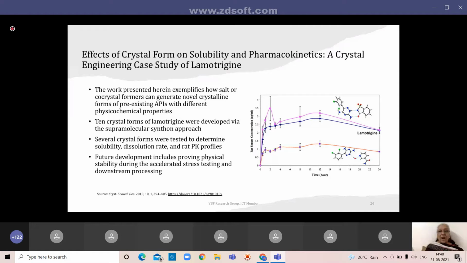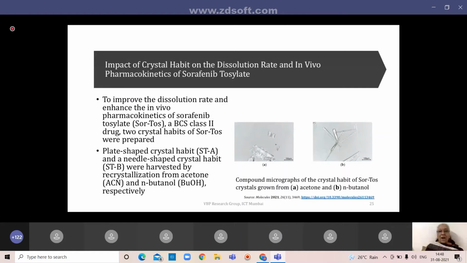People have looked at crystal habit also. Earlier I gave you one study. This is another study where sorafenib tosylate has been used, which we know is a BCS class 2 drug. So you can see there are two different crystal forms. When you are crystallizing it using different solvents, if you are taking it out from acetone, this is what you get. And when you crystallize it from N-butanol, you get an absolutely needle-like habit. This is plate-like, this is needle-like.